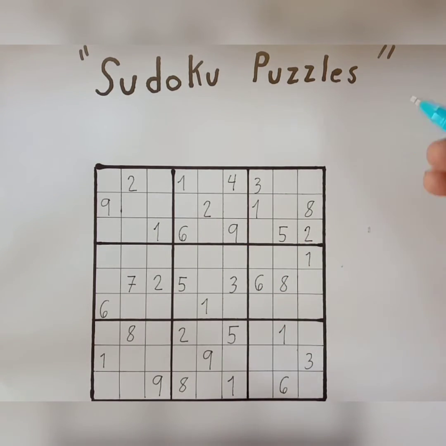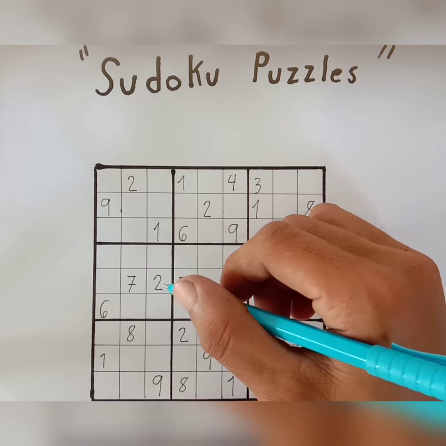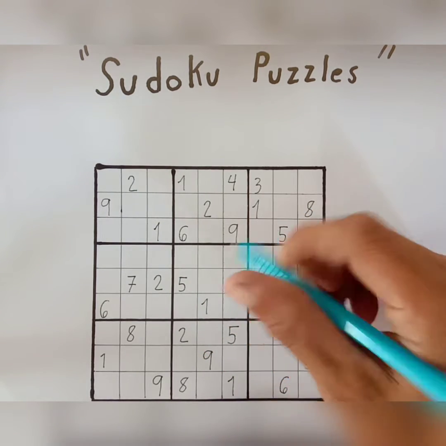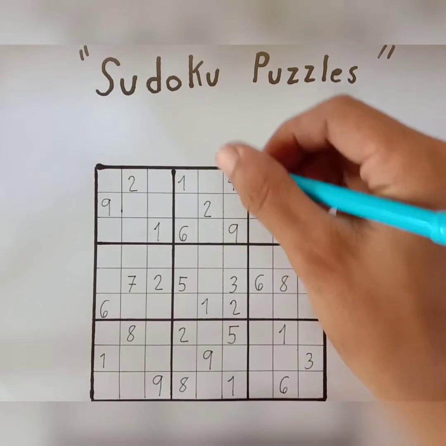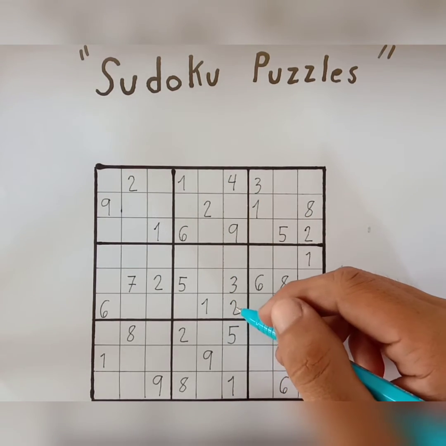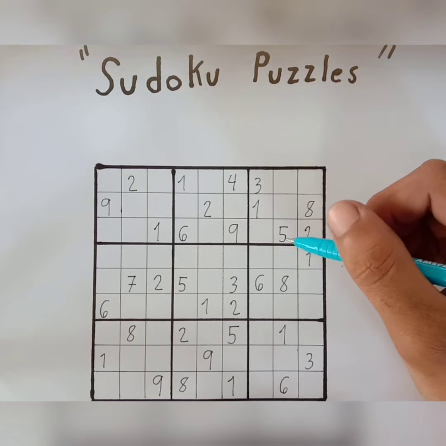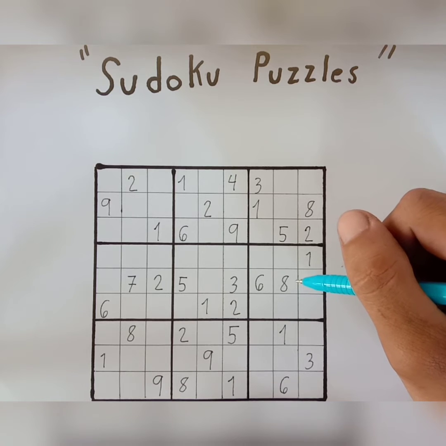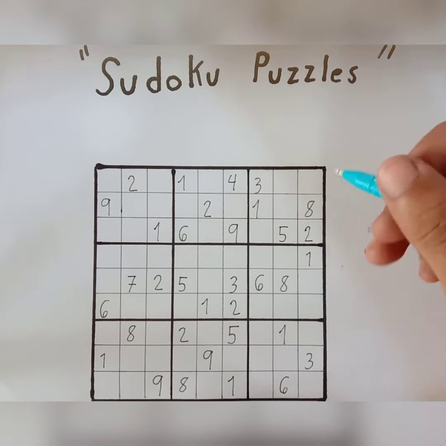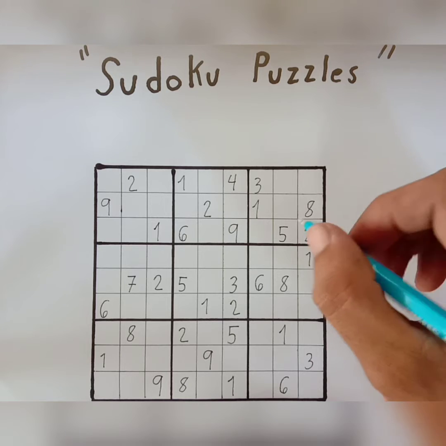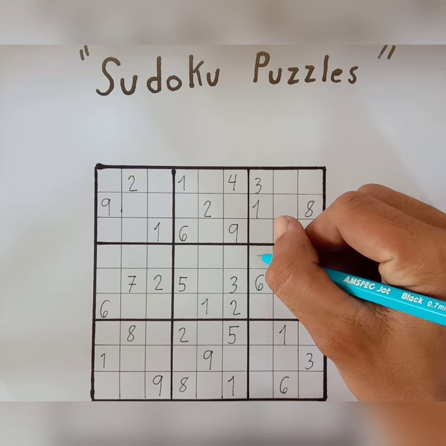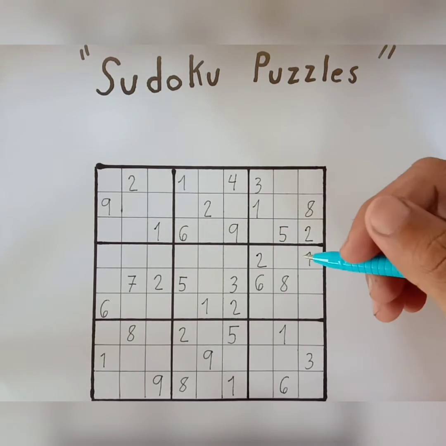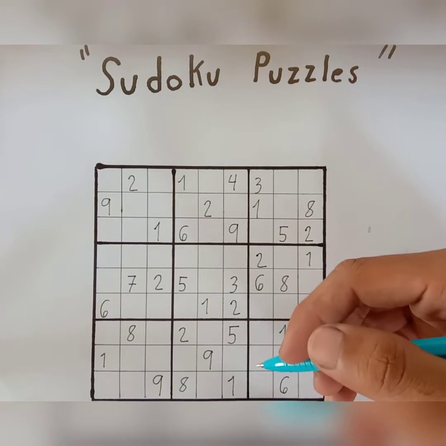Second row, there is number 2. Second box, there's none. We can write this number 2 because there is no number 2. Third box, none of this. We can write this at the top because there is no number 2. We can write this 2.